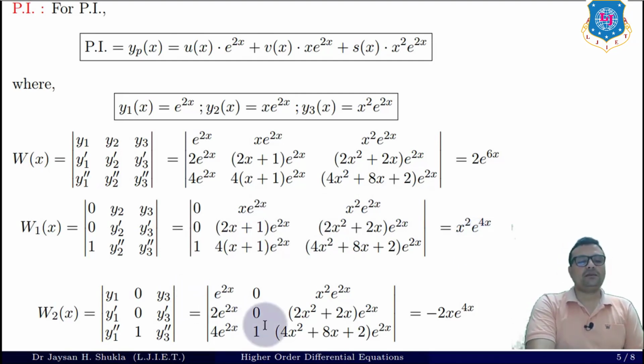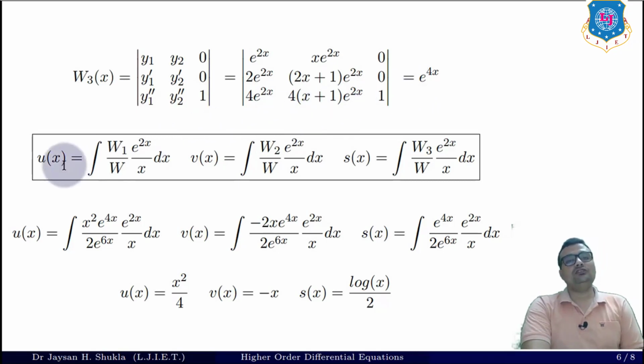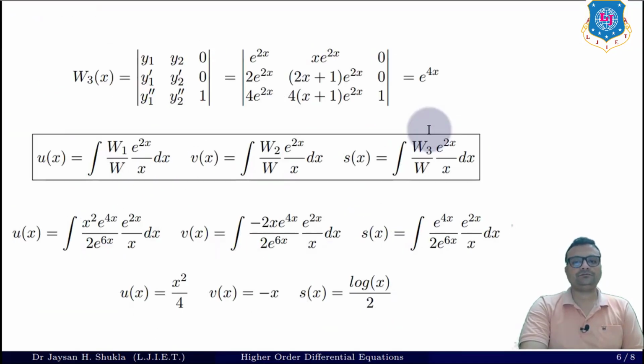Taking y2, take the middle column 0, 0, 1. So it gives you minus 2x e raised to 4x. And in w3, I am replacing the column of y3. And then simplifying it will give you e raised to 4x. And accordingly, the value of u will be the integration of w1 by w into rx dx. Now what is rx? Rx is the right hand side of the equation. This is the value of rx. V is the integration of w2 by w into rx dx, and s is the integration of w3 by w into rx dx, where rx is e raised to 2x by x.